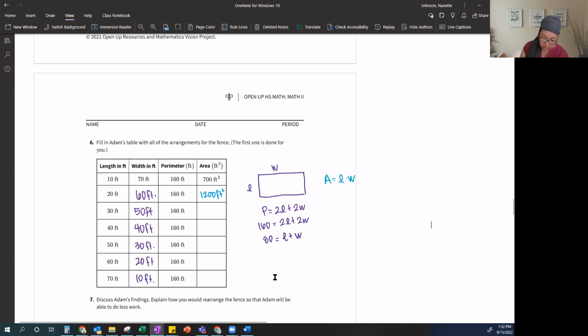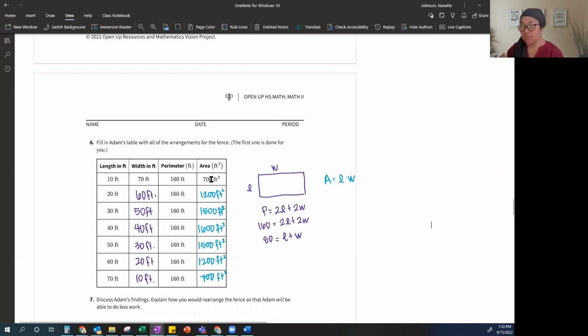So this is going to be 1,500 square feet. This is going to be 1,600 square feet. Feet squared is also allowed, like you can say that too. And then I can continue. So this is 1,500 square feet. And then the next one is going to be 1,200 square feet. And 700 square feet.